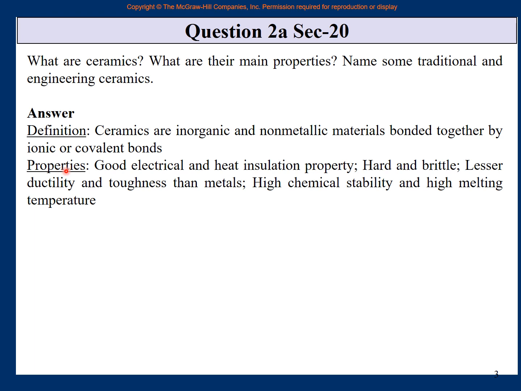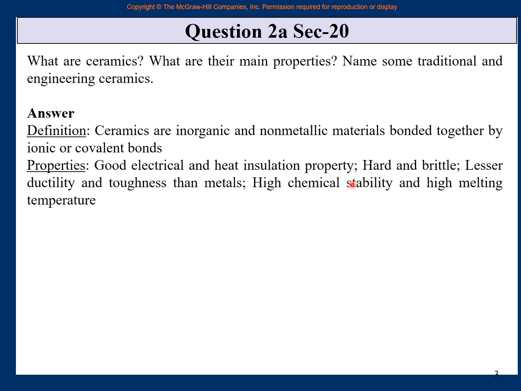We are not listing all of them, but good electrical and heat insulation. Remember, opposite of conduction. They are bad conductors of heat and electricity, so they are good insulators. They are hard and brittle. Hard means they are also very strong. Brittle, they break without much deformation. Lesser ductility and toughness than metals. This is an automatic extension of brittle. Compared to metals, they are less ductile and less tough.